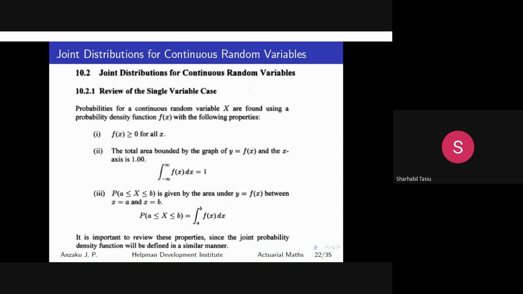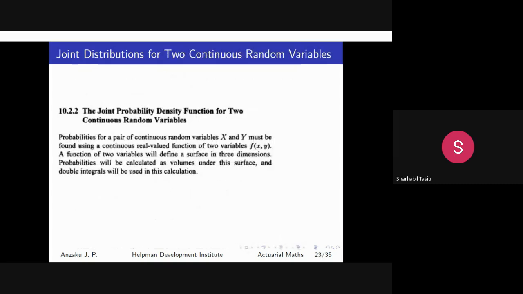Now, it is important to review these properties since we are talking about the joint probability density function, because we are going to define it in a similar manner. So we are going to do that now. We'll review these properties for the single case, and use them for the double case, or the joint case, or the bivariate case, to have a clear PDF. The joint probability density function for two continuous random variables.